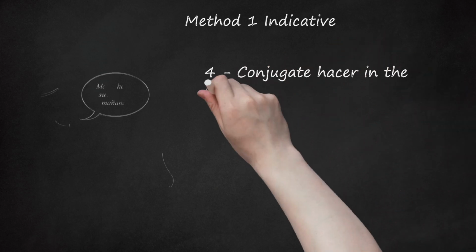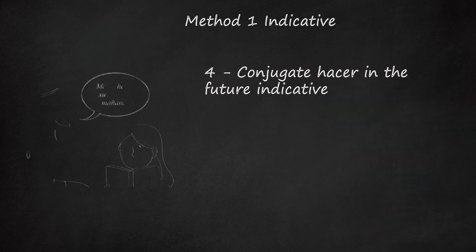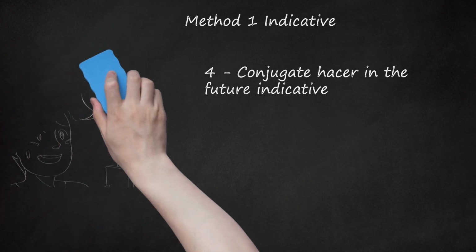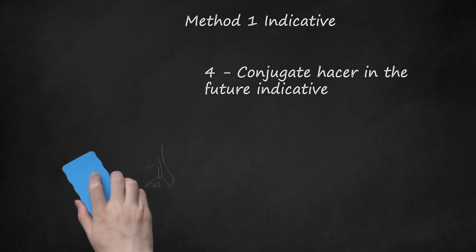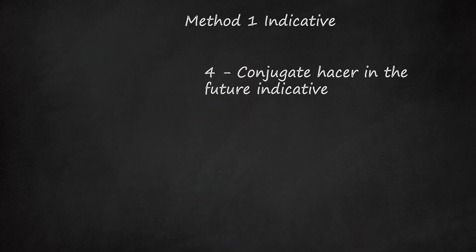4. Conjugate hacer in the future indicative. Use the future indicative when talking about an action that will definitely be done in the future. Example, Maria will do her homework tomorrow, Maria hará su tarea mañana. Yo, haré. Tú, harás. Él, ella, usted, hará. Nosotros, as, haremos. Vosotros, as, haréis. Ellos, ellas, ustedes, harán.